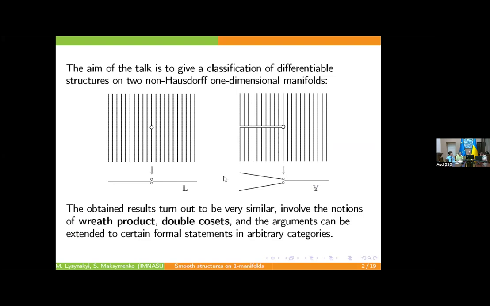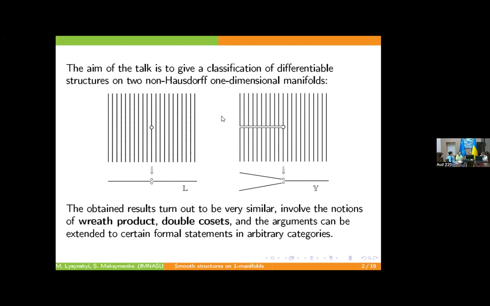So I will be talking about two manifolds, non-Hausdorff one-dimensional manifolds. You see them on the slides. One of them is called the line with two origins. You see the letter L, and it can be defined in many ways, but one of them is a quotient of a foliation on a plane without a point.